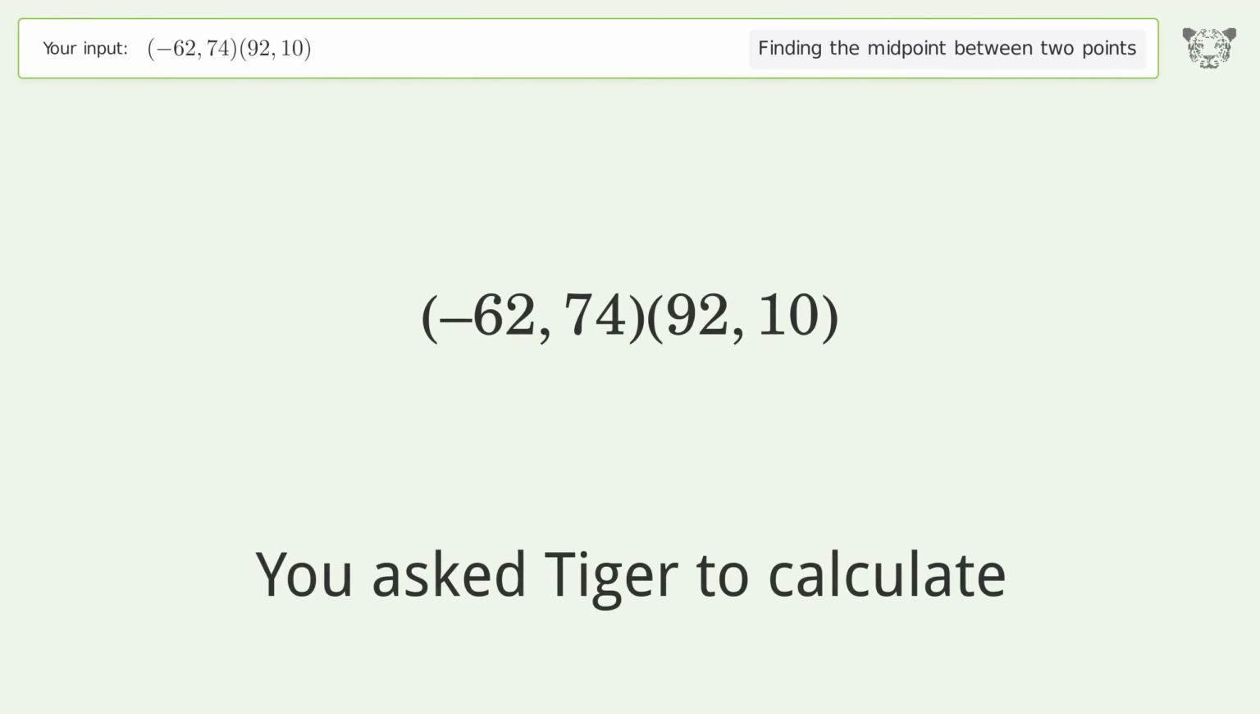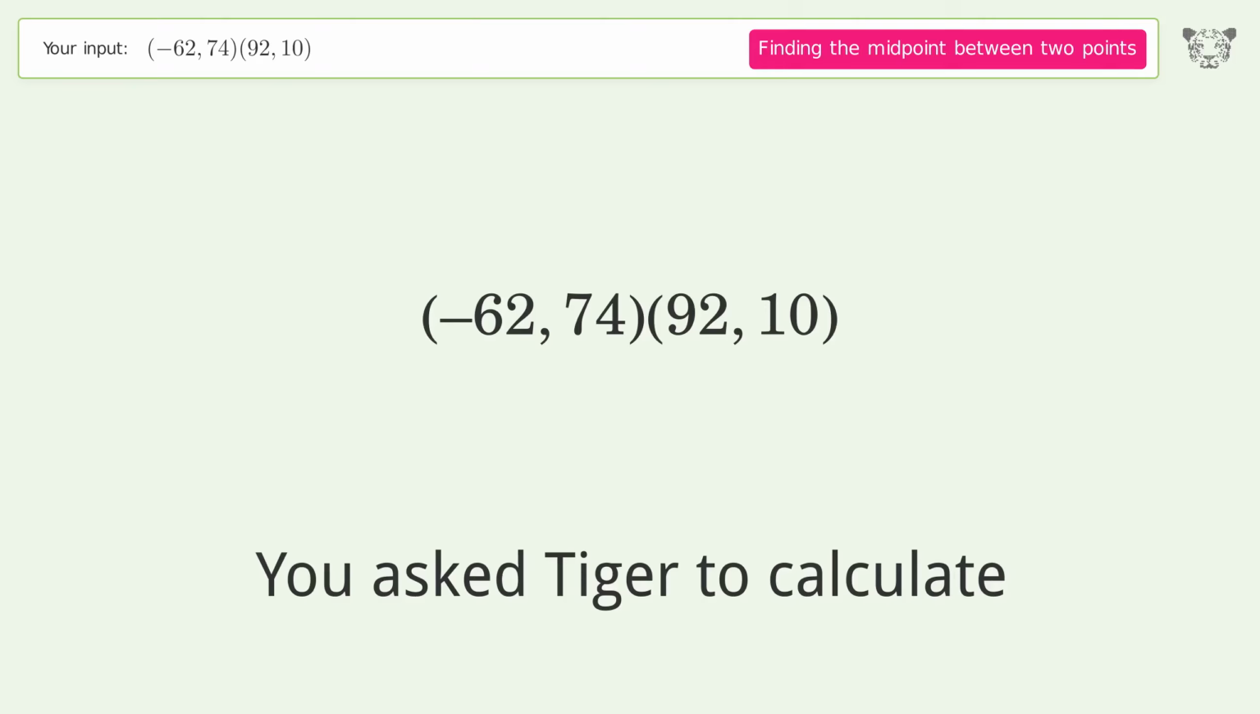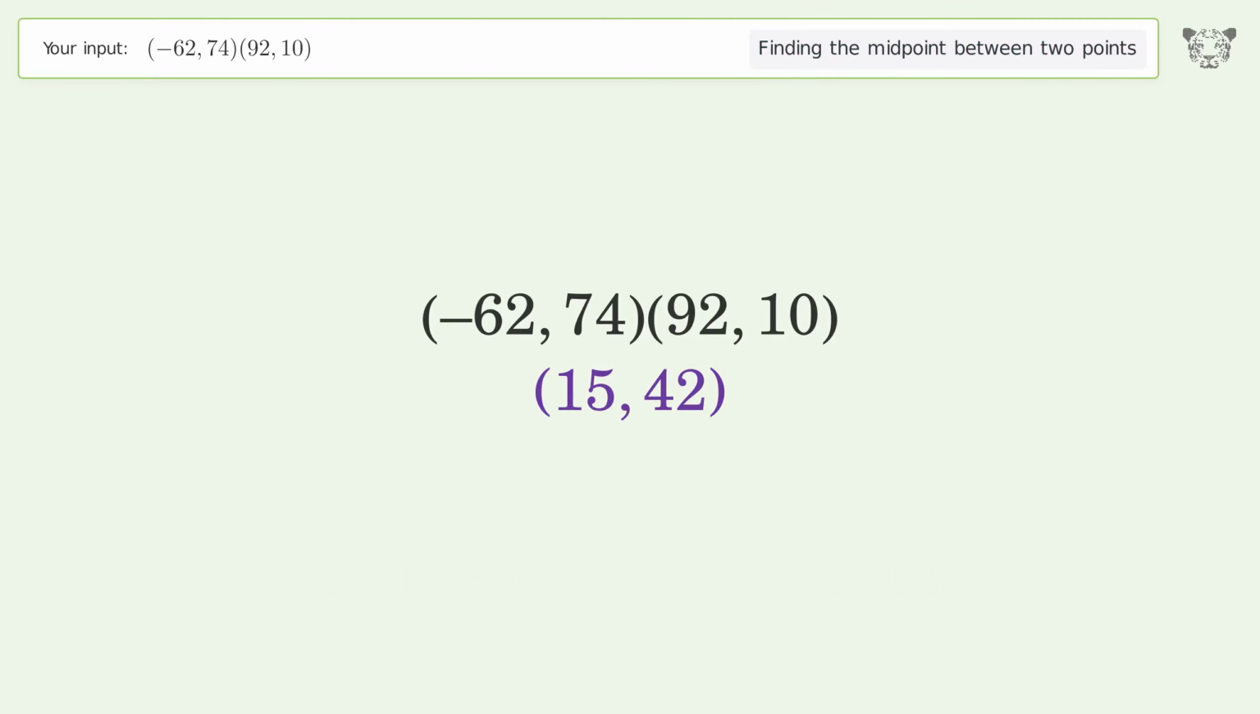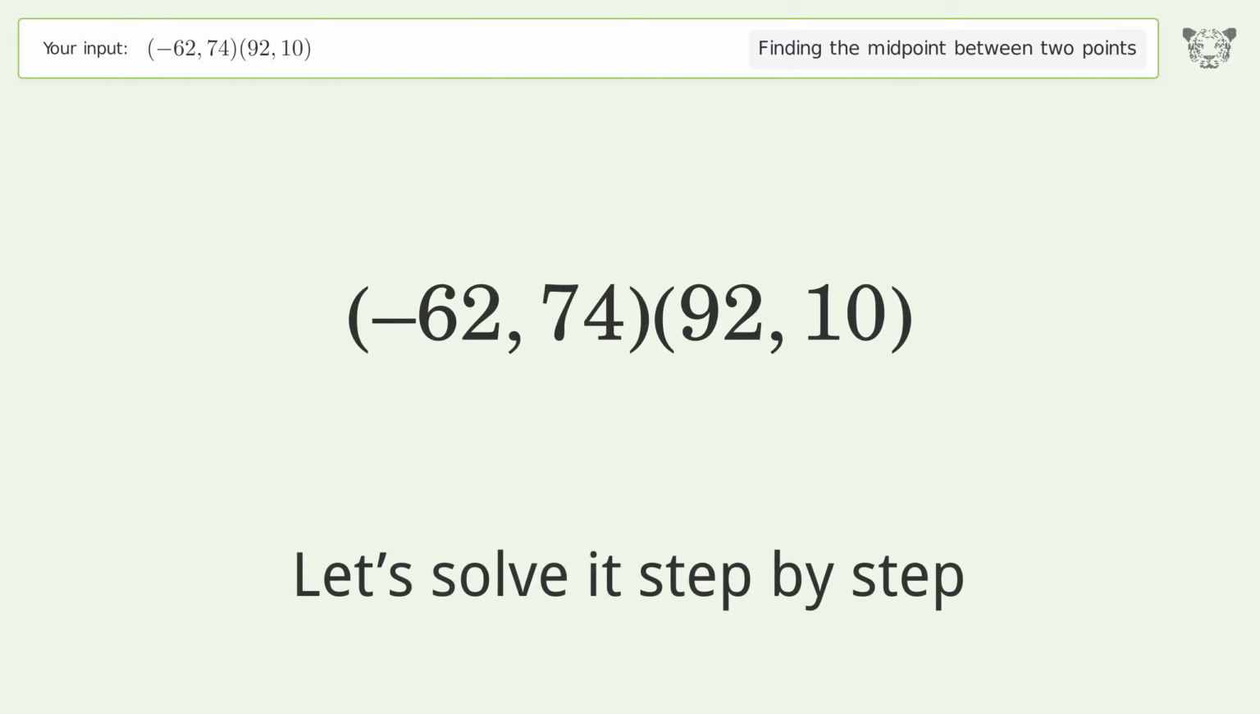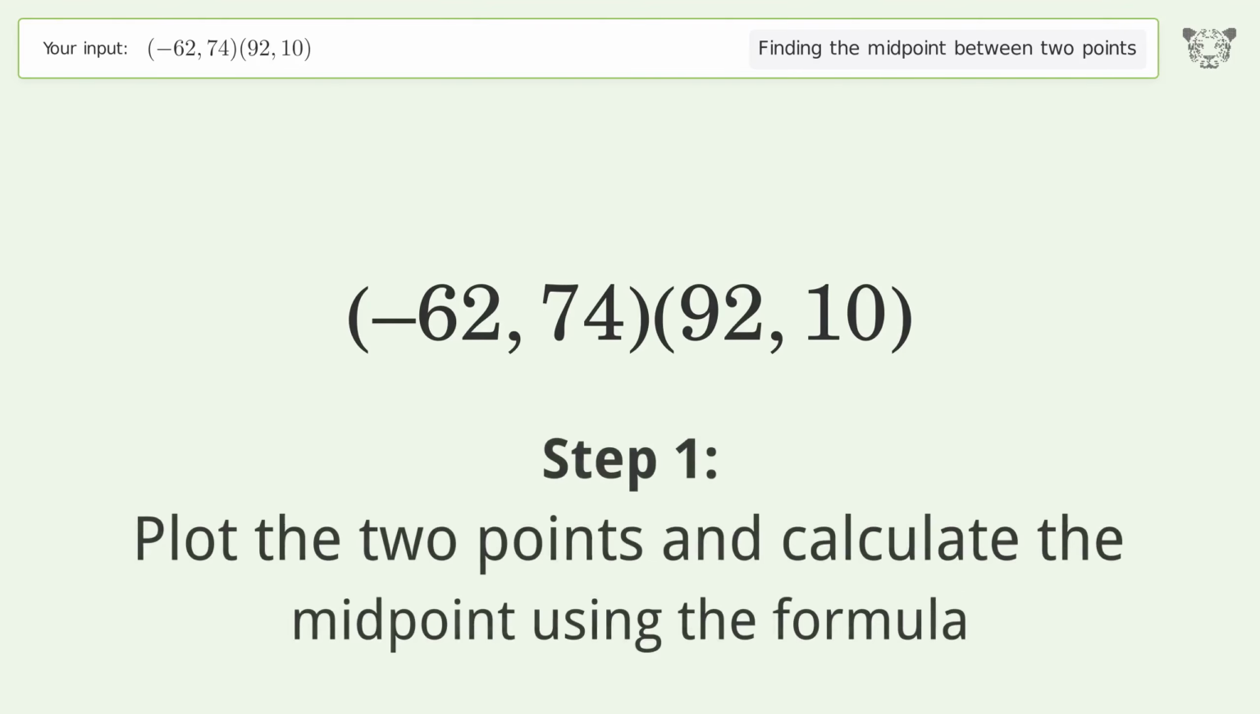You ask Tiger to calculate. This deals with finding the midpoint between 2 points. The midpoint between the 2 points is 15,42. Let's solve it step by step. Plot the 2 points and calculate the midpoint using the formula.